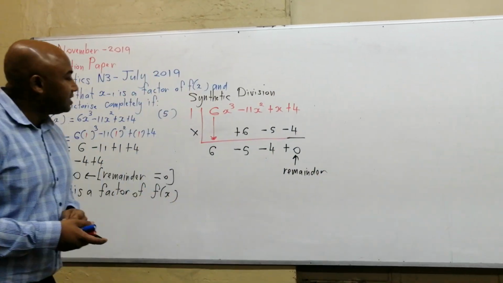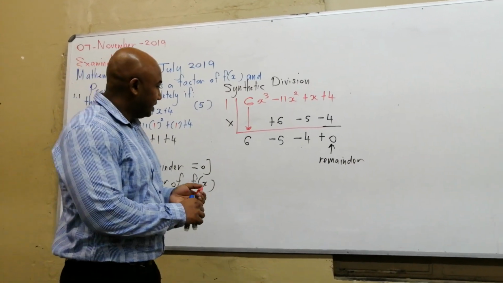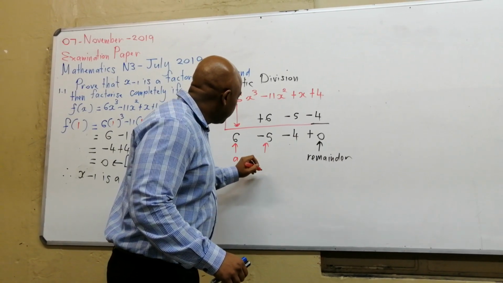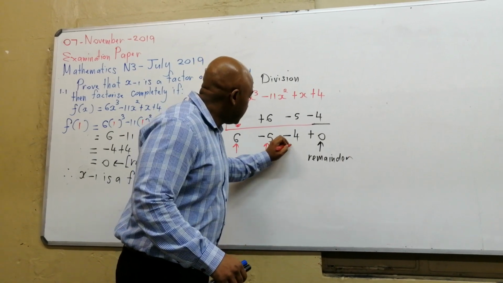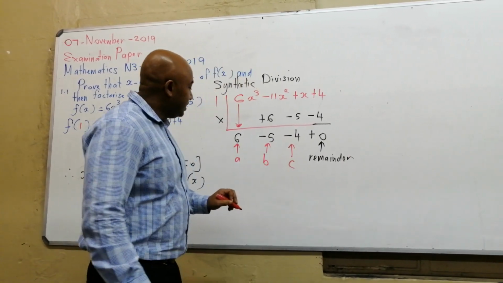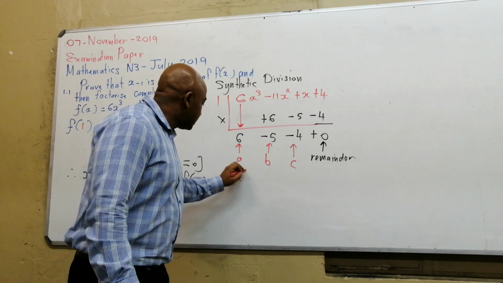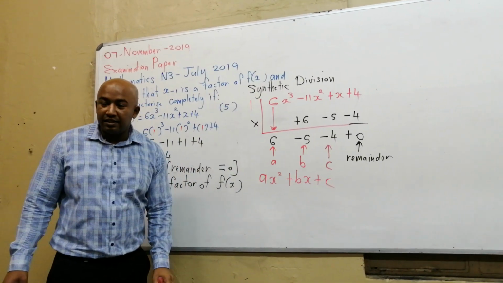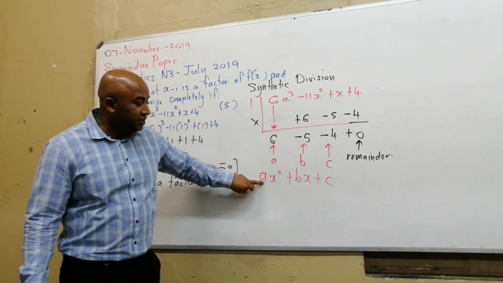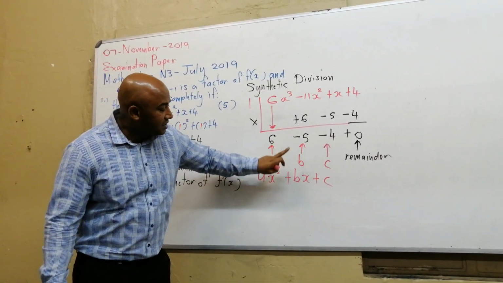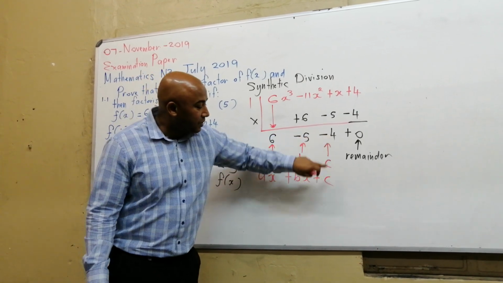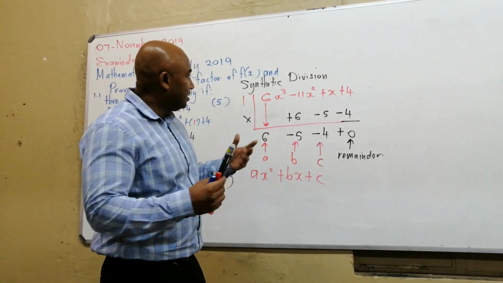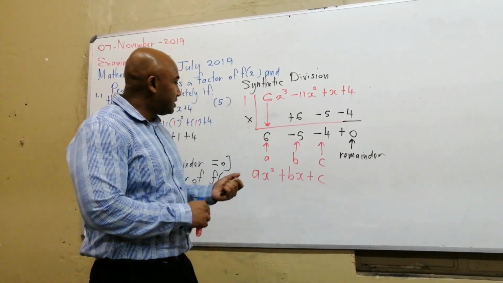Right, so now what does this represent? Okay, this represents your A, this one will be your B, and this one will be C from the equation ax squared plus bx plus c from your quadratic. The first digit represents the coefficient of x squared, the second one represents the coefficient of x, and the last one is your constant. So after long division, not long division, after synthetic division, what did we just work out?